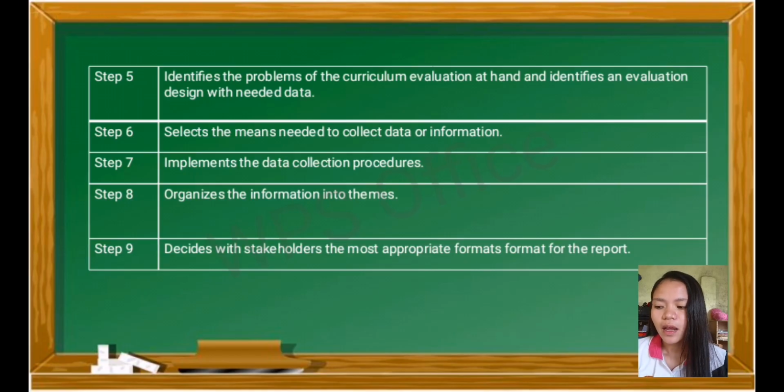Step 7, implement the data collection procedures. Step 8, organize the information into themes. And the last one, step 9, is to decide with stakeholders the most appropriate format for the report.